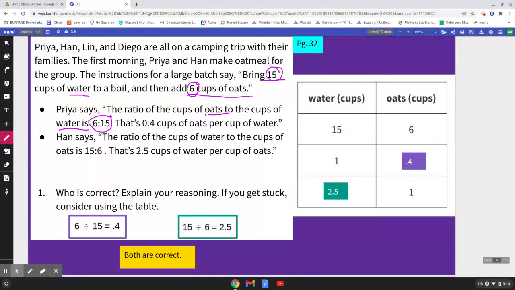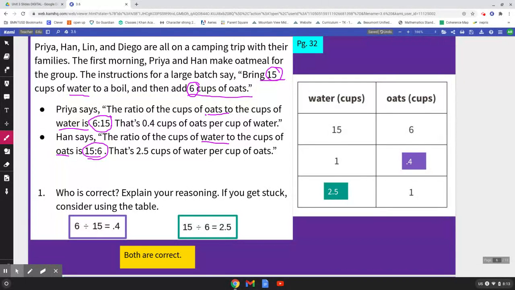So then you have Han. Han says the ratio of cups of water to cups of oats is 15/6. So he's kind of doing it in reverse. He's doing water first, then oats. And that would be 2.5 cups of water per cup of oats. So it says who's correct.